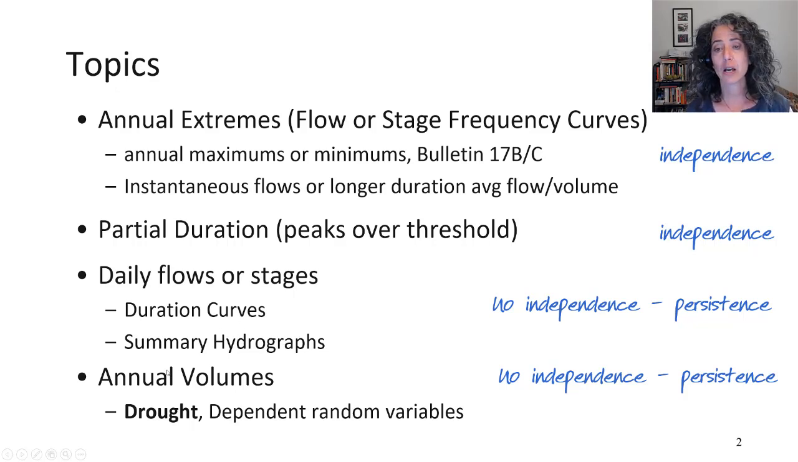And then finally, if we accumulate into annual volumes, again, we have persistence, and we're going to look at some modeling of dependent random variables and use that as a chance to talk about drought. So in this first video, we will talk about instantaneous annual maximums. We'll look at unregulated and then regulated flows. And with unregulated flows, we'll take a moment to talk about Bulletin 17b.